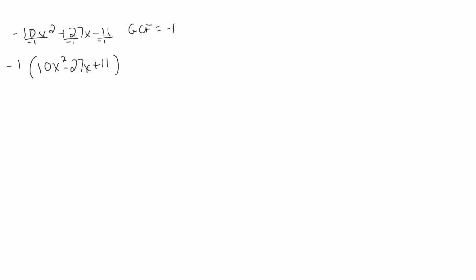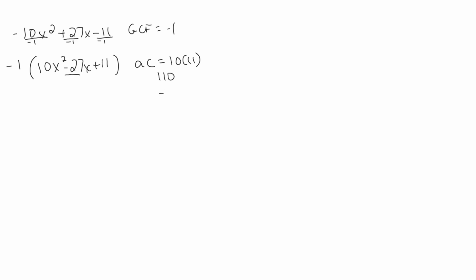And now we can do the AC method. Okay, so 10 times 11 is 110. Now, I do have a positive product there. AC is positive 110. So that means I'm looking for factors of 110 that are either both positive or both negative. And the sign on B tells me what those factors need to be. So in this case, both factors of 110 should be negative.